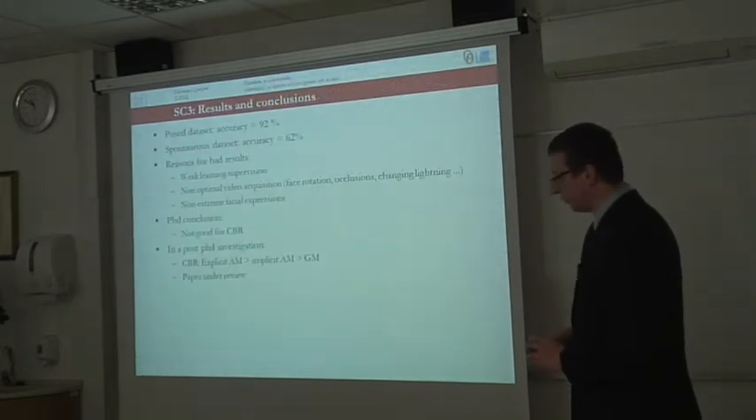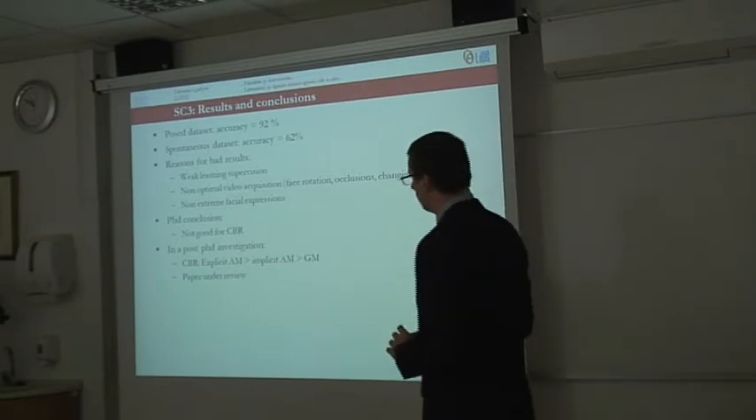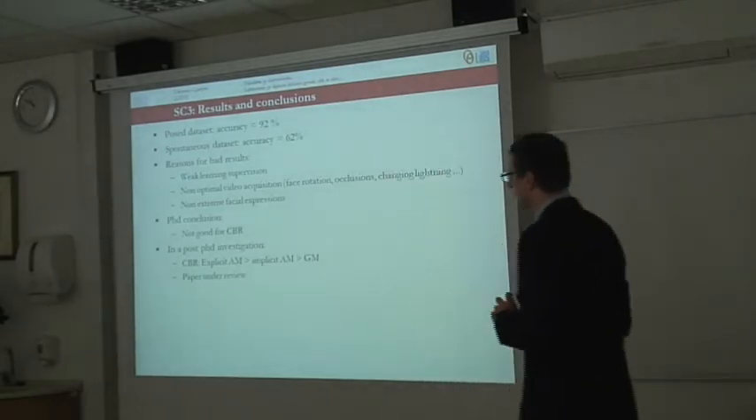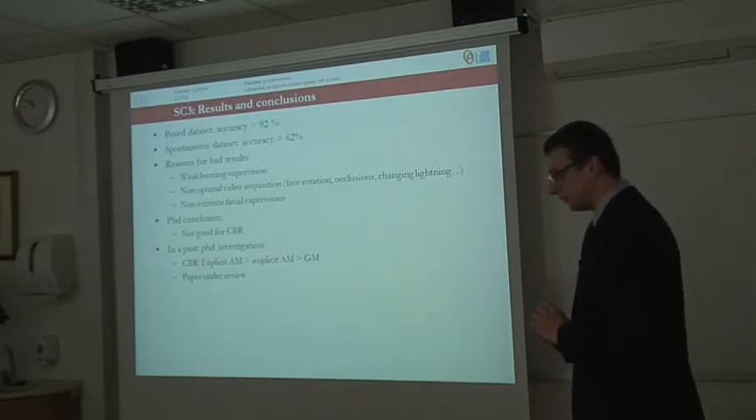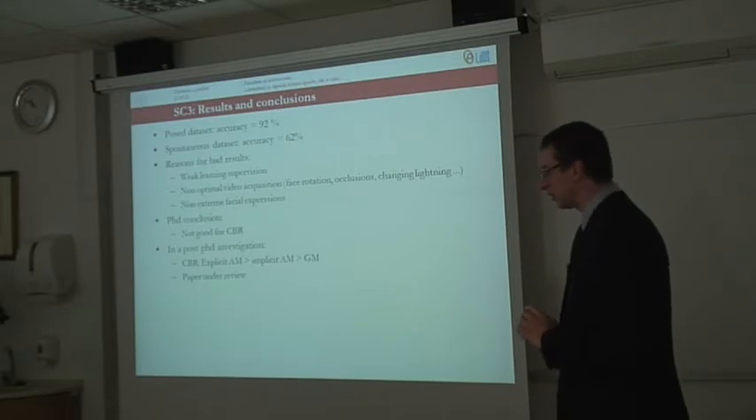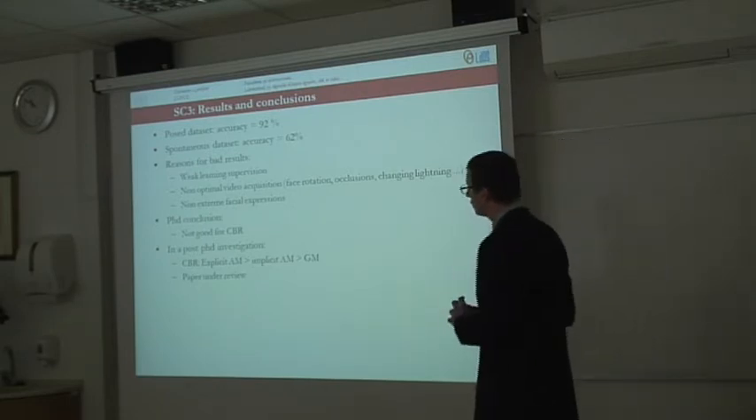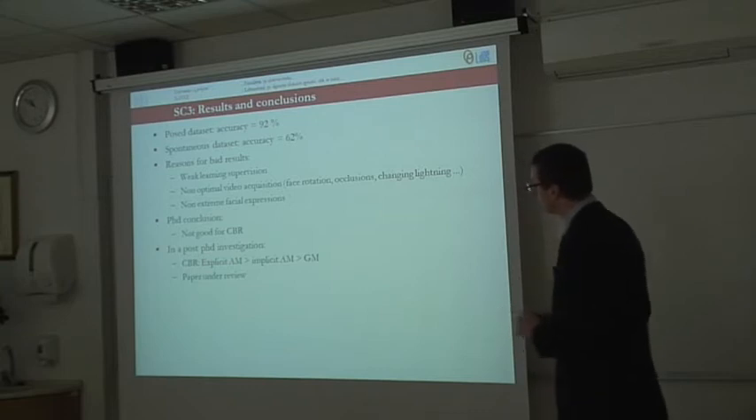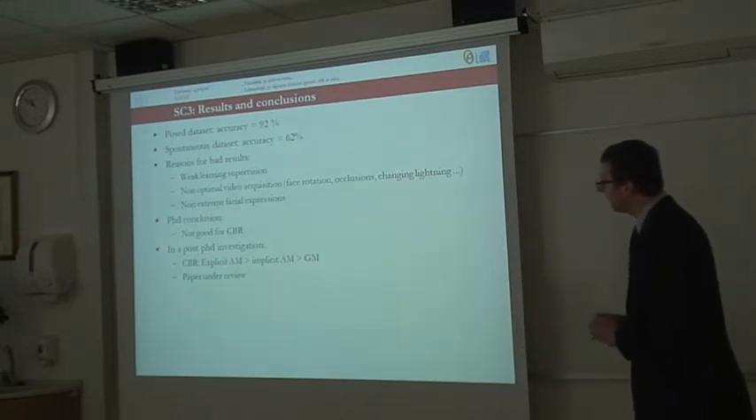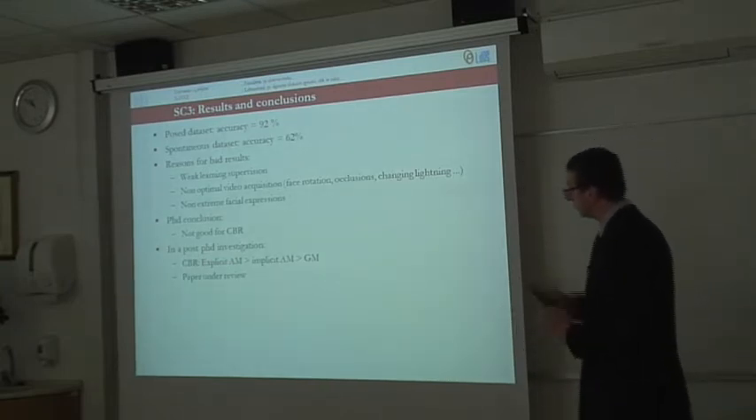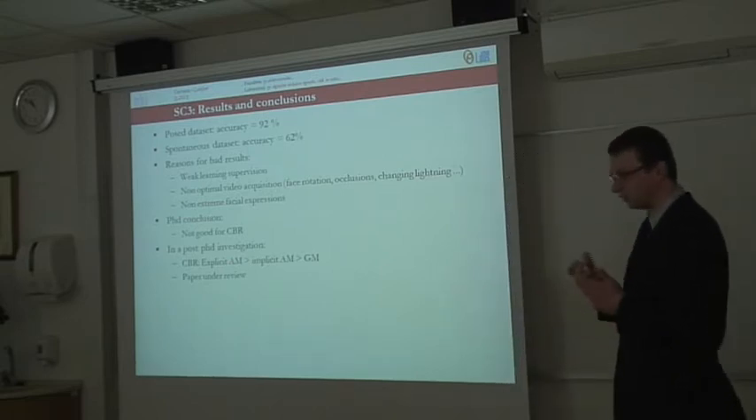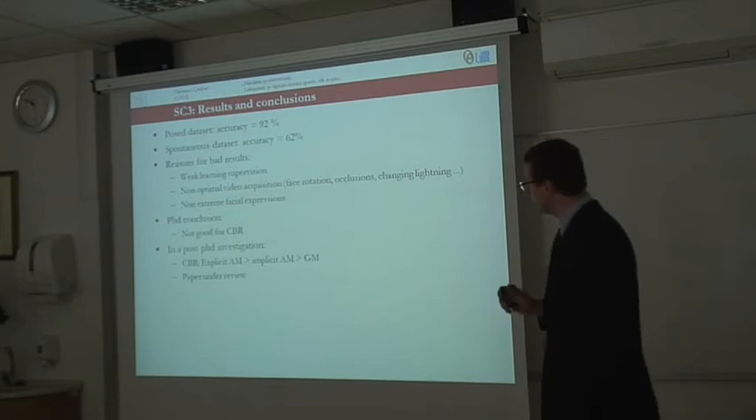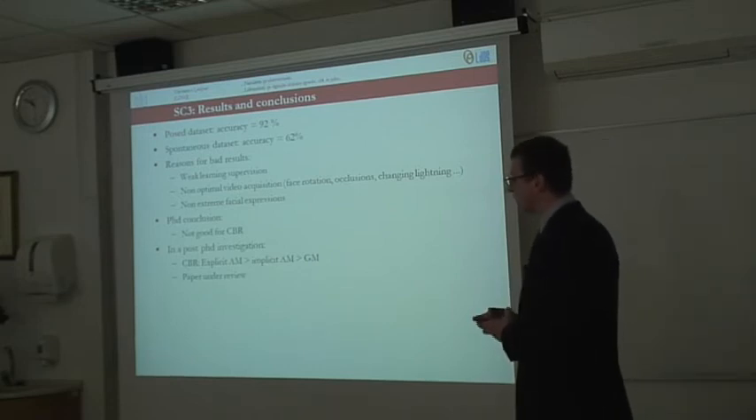The results of this experiment showed that our method achieved an accuracy of 92% on the posed data set, the Cohn-Kanade, while the accuracy on the spontaneous data set was much lower. And for the bad performance on the spontaneous data set, we identified three main reasons. One is the weak learning supervision.